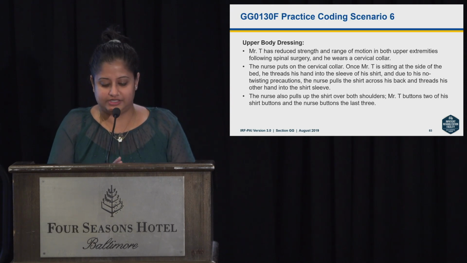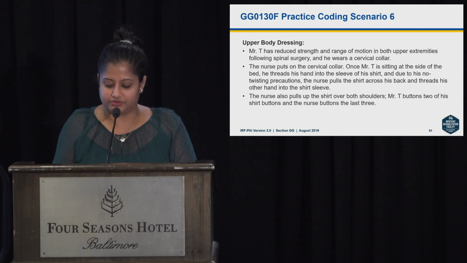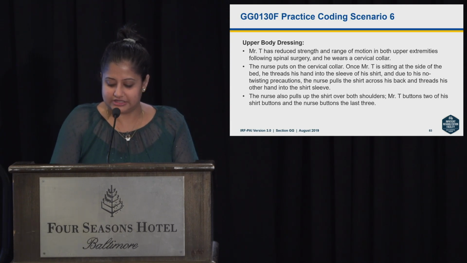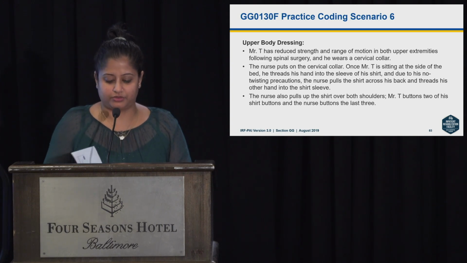Okay, so practice coding scenario for GG0130F upper body dressing. Mr. T has reduced strength and range of motion in both upper extremities following spinal surgery, and he wears a cervical collar. The nurse puts on the cervical collar. Once Mr. T is sitting at the side of the bed, he threads his hand into the sleeve of his shirt, and due to his no twisting precautions, the nurse pulls the shirt across his back and threads his other hand into the shirt sleeve. The nurse also pulls up the shirt over both shoulders. Mr. T buttons 2 of his shirt buttons, and the nurse buttons the last 3.